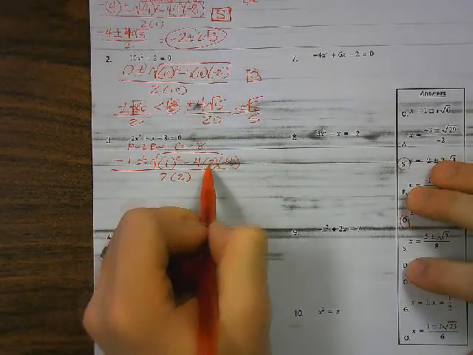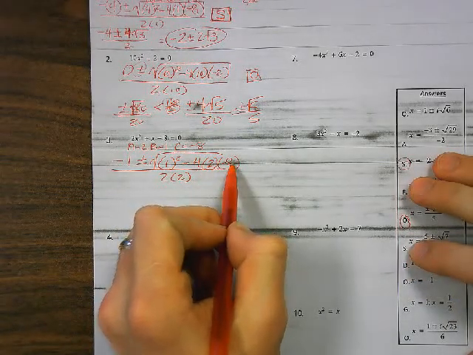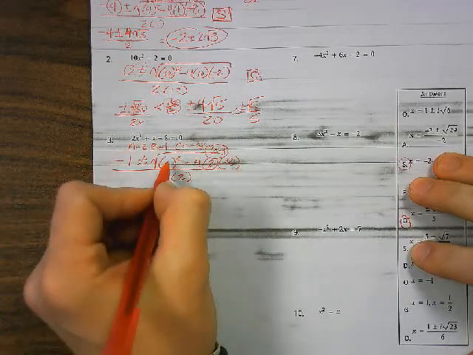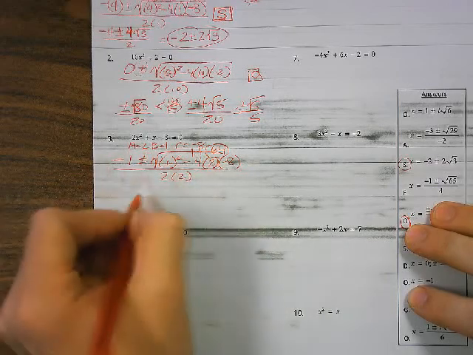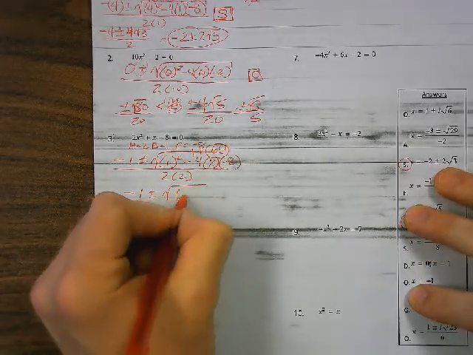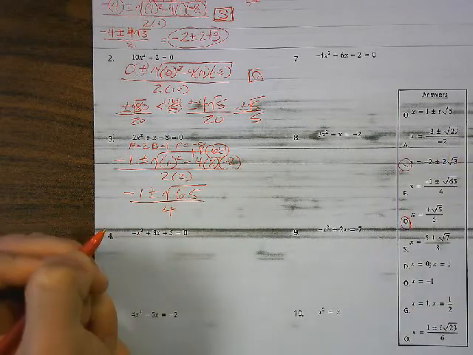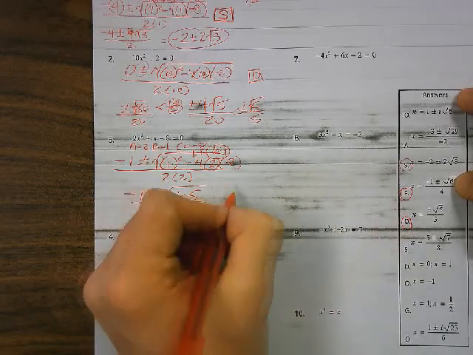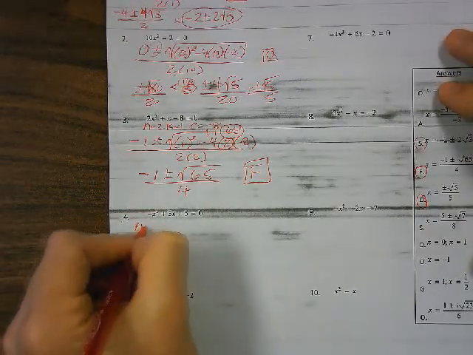So 4 times 2 is 8, 8 times 8 is 64, and negative times negative is positive. So this is positive 64, and then we have a 1 here, so plus 1. So all of this underneath the radical is negative 1 plus or minus the square root of 65 divided by 4. And that is, over here, option F. Bottom.